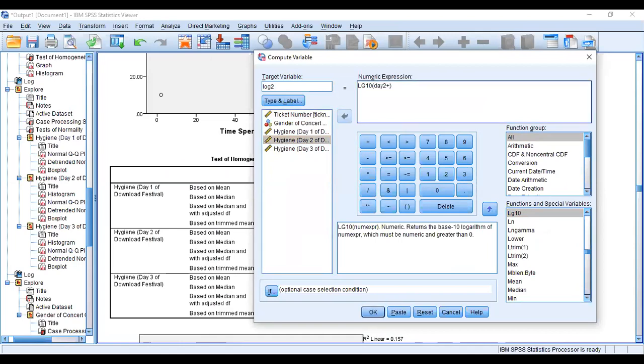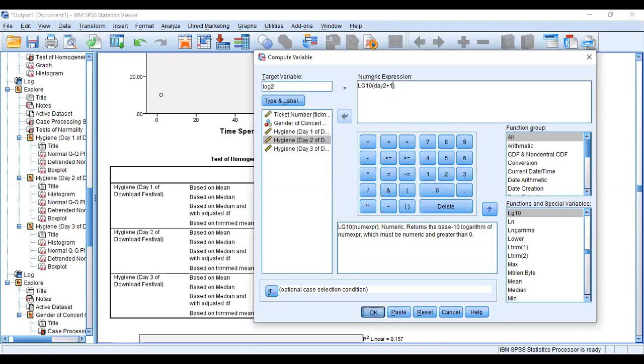I am writing here plus 1 because log 1 value is 0 and log 0 value is infinite, because in our data values lie from 0 to 4. That is why I have written here log. Okay, so here log day 2 plus 1.